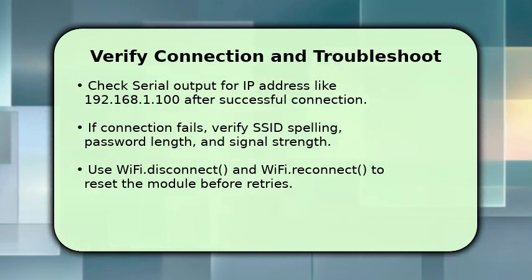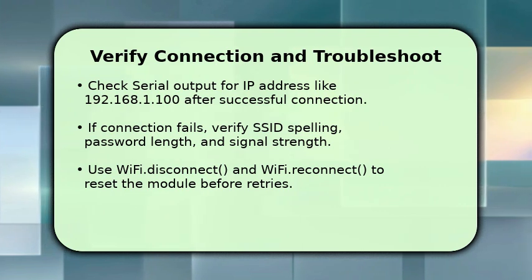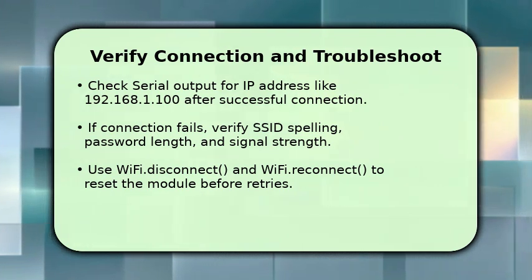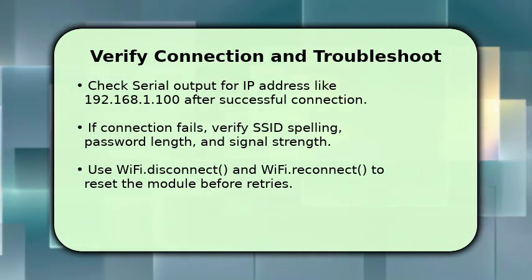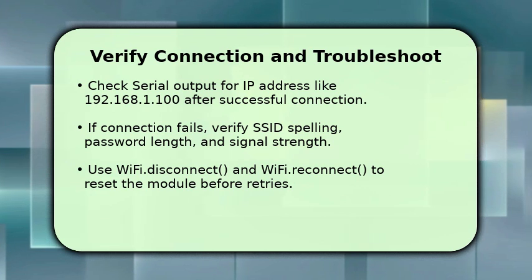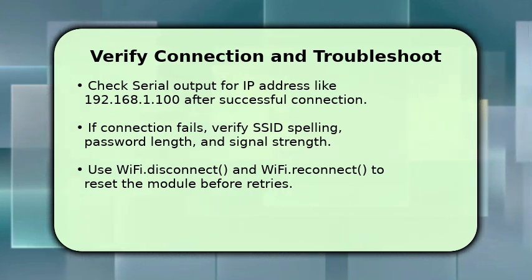Use WiFi.disconnect and WiFi.reconnect to reset the module before retries, and implement exponential backoff for repeated attempts. Once connected, use the IP address.